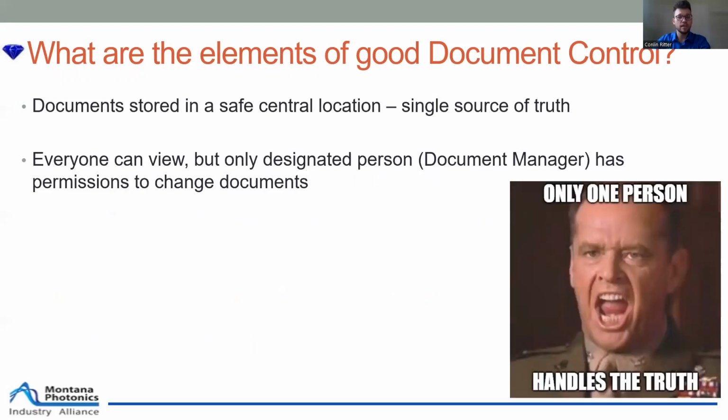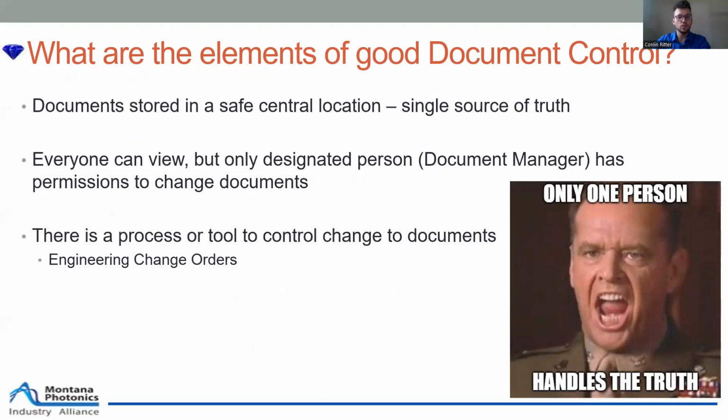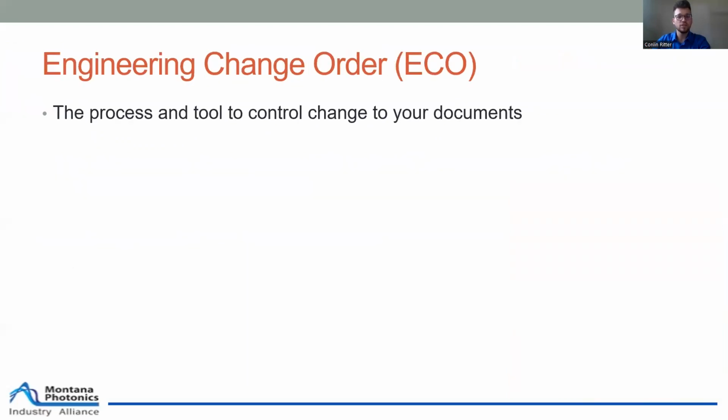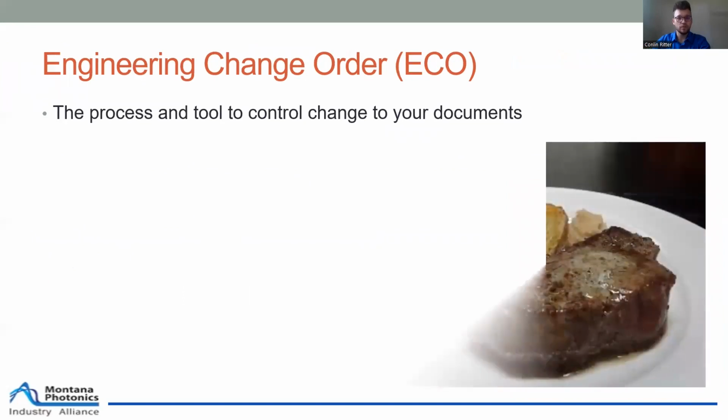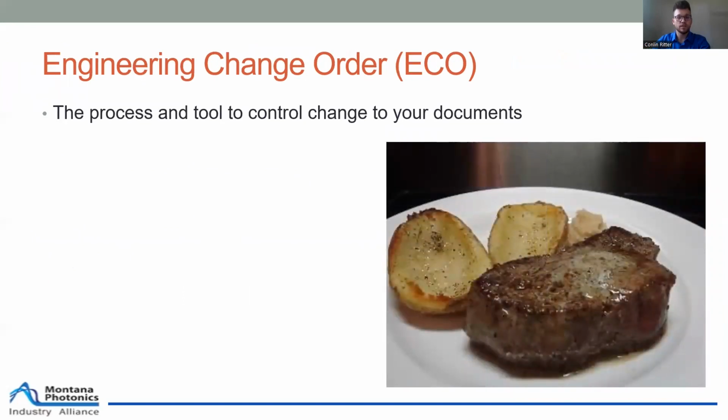However, they can't be a dictator or an authoritarian making these changes. There needs to be a process or a tool to control the changes to documents. That is the engineering change order. The engineering change order is the meat and potatoes of the document control process. There are 5 steps to a good engineering change order.